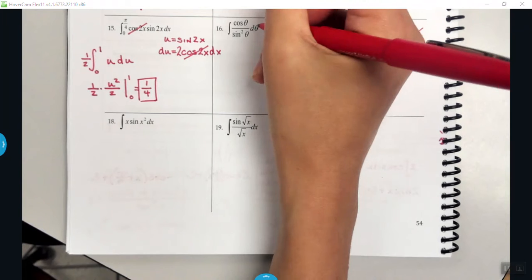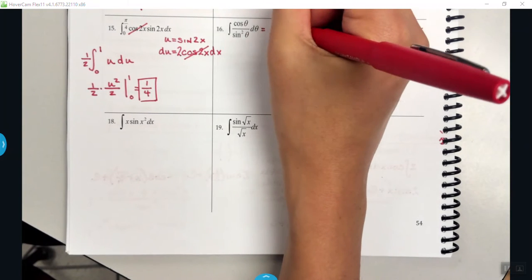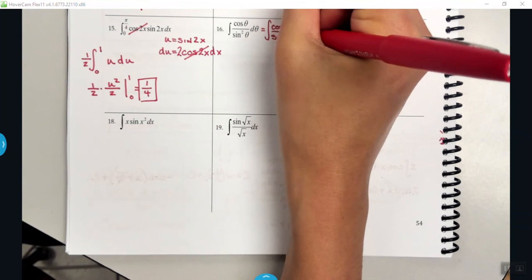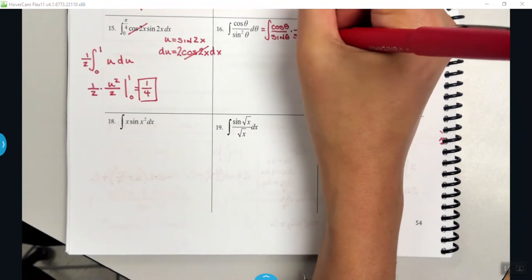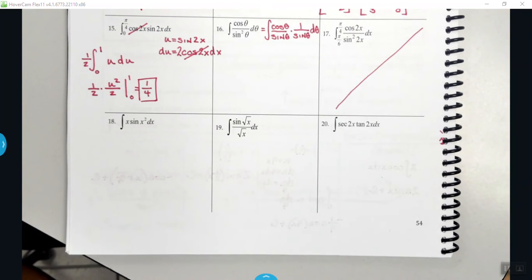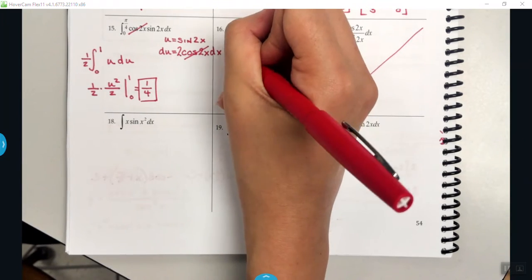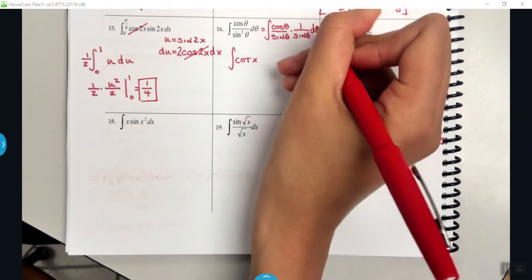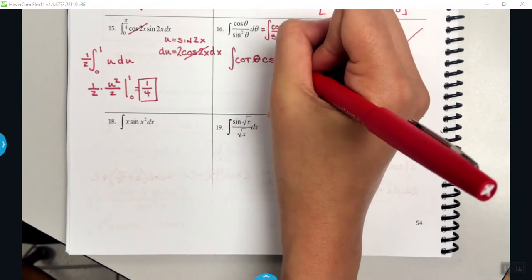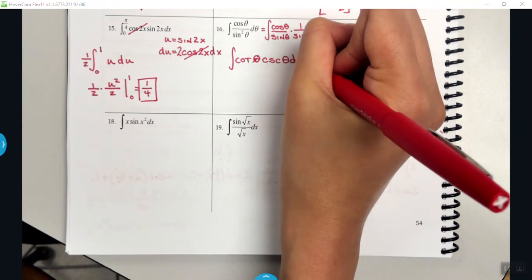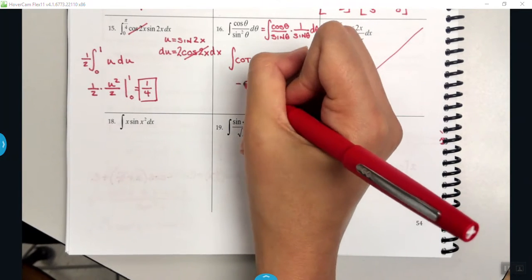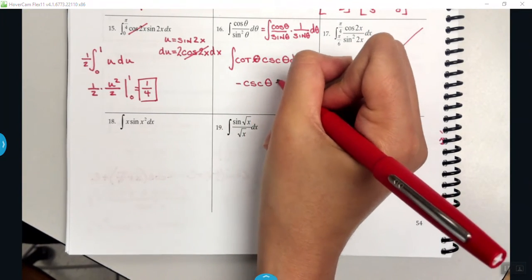Yeah, you could do that. You could make this cosine over sine times 1 over sine, right? And cosine over sine is cotangent, and 1 over sine is cosecant. Do you know that? Yeah, that is negative cosecant theta plus c.